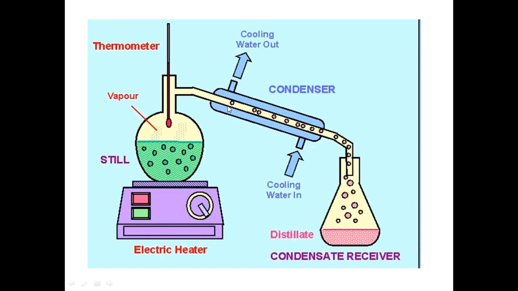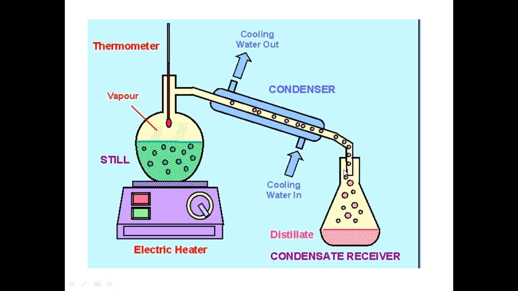The next one is the condenser itself. As the name implies, it condenses because it converts the vapor state of the liquid into liquid form. This is a condenser that changes the vapor state, the gaseous state of the liquid, to the liquid form. The condenser has two main parts. It has an inlet and an outlet. The inlet is where you add water to cool the vapor, and the outlet is where the warm water exits from the condenser.